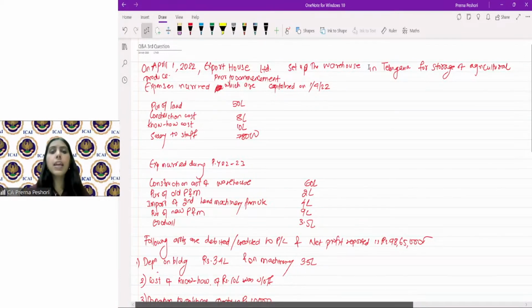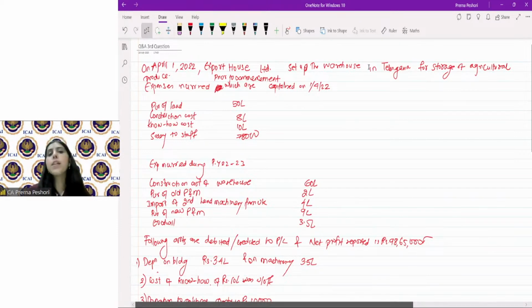Except land. Yes, Kaushiki, except land, you will get the deduction. So what is the deduction that we are coming up to here? 50 lakhs will not be allowed because that is for the purchase of land. So capital expenditure other than for the purchase of land. So then 8 lakhs plus the 10 lakh of the know-how cost, and finally the 78,000. 18 lakh 78,000 will be allowed as deduction. Janvi, not 68 lakh.